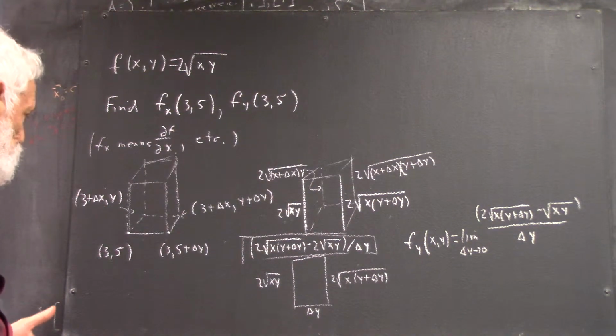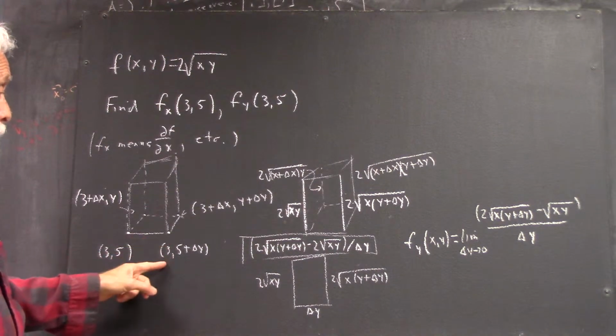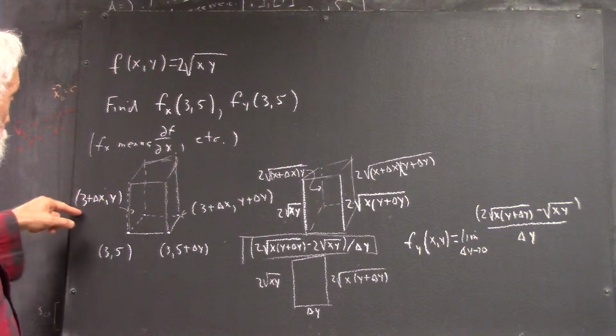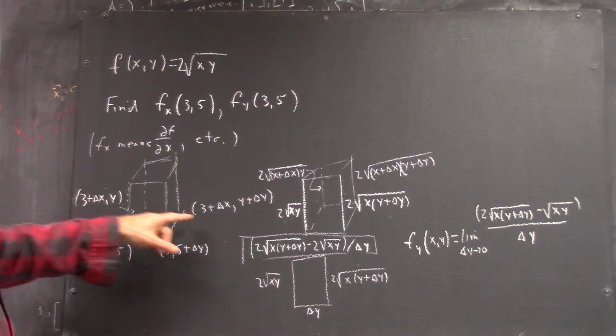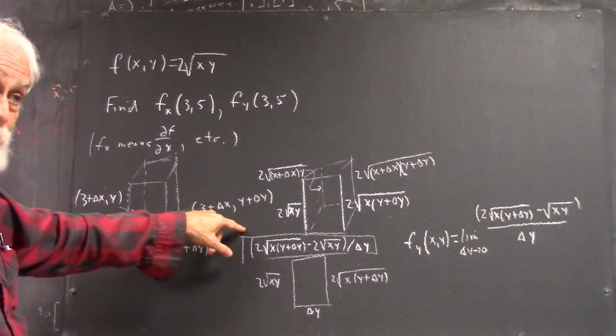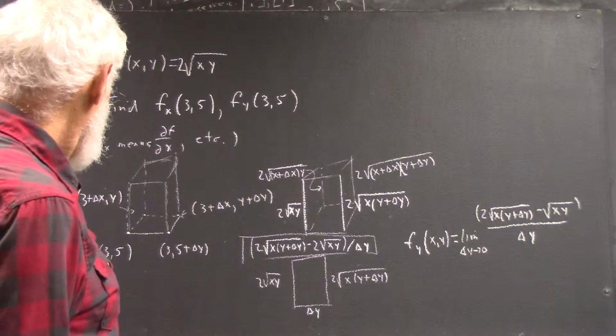So here's a point 3,5. Here's the point 3,5 plus delta y. Here's the point 3 plus delta x, y. Point 3 plus delta x, y plus delta y, which we aren't even going to use, but it's important later, so we're going to draw it. Okay? So we have that.